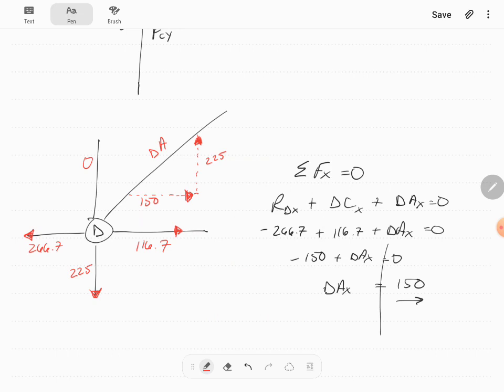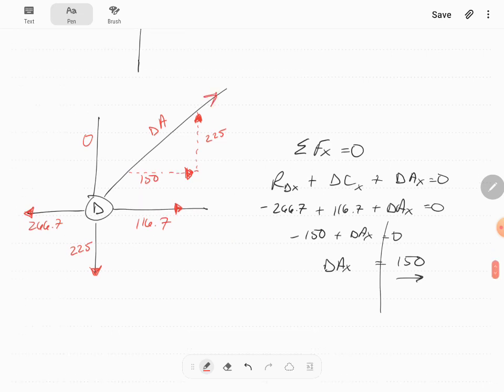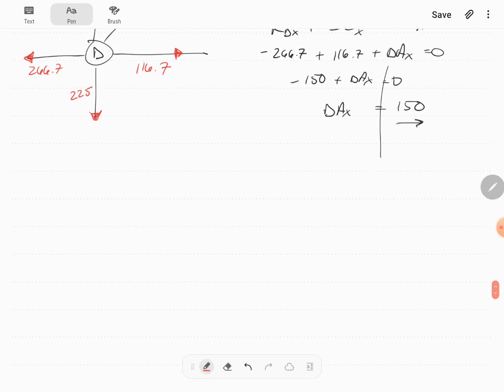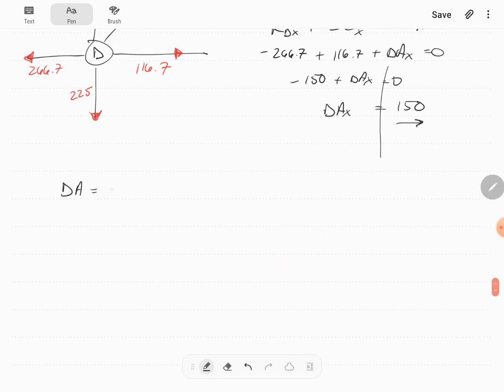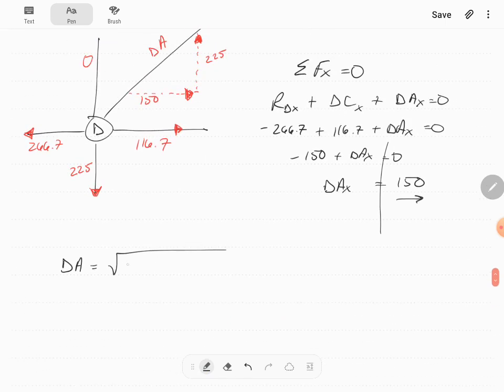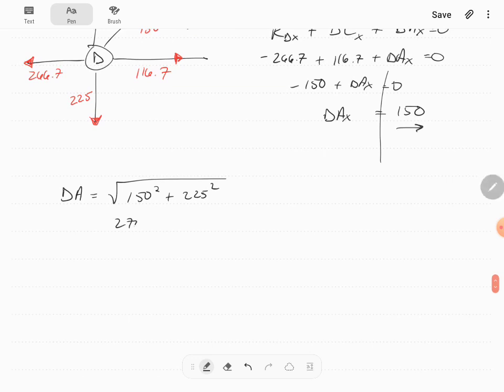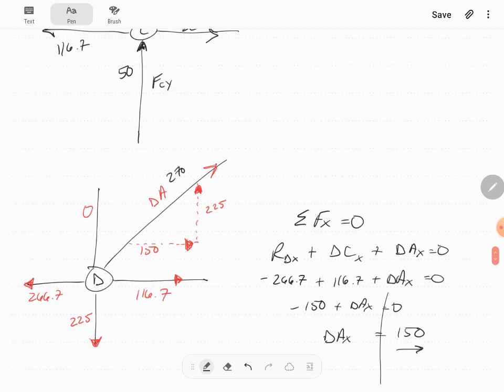I've got 2 of 3 sides of a right triangle again. Which way does it point? Up and to the right. What is that magnitude? I've got 150 and 225. I'm at my second to last step. I want to know what DA is. Pythagorean's theorem says square root of 150 squared plus 225 squared. So punch that into the calculator. 150 squared plus 225 squared under a square root symbol says that DA is 270.4 pounds of force.